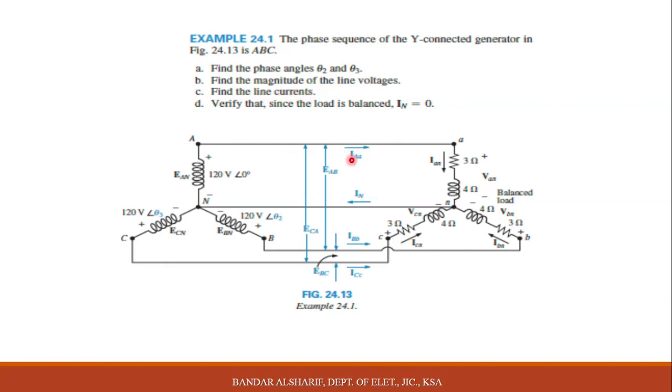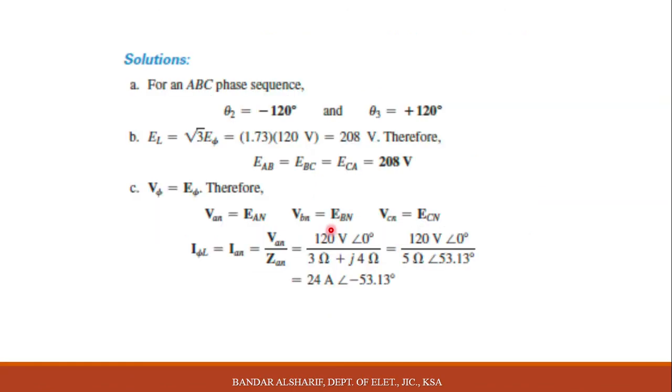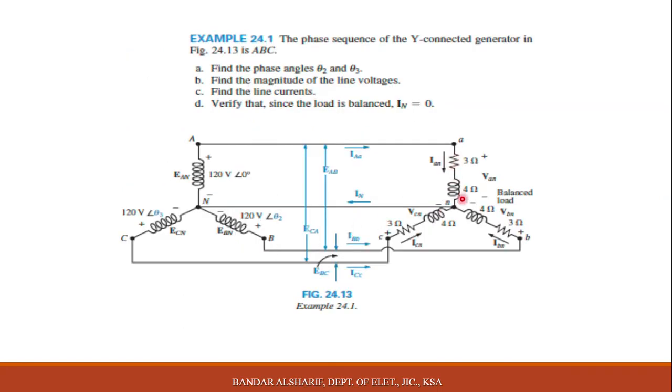Line current, which is IA, capital A small. How to find this? You will use this formula. Since we know that the V phase, which is the voltage in the load, equals the E phase in the source, then VAN equals EAN. If you divide VAN, since we have its value 120, by Z, see here, each phase has a resistor and inductor, resistor and inductor, resistor and inductor.